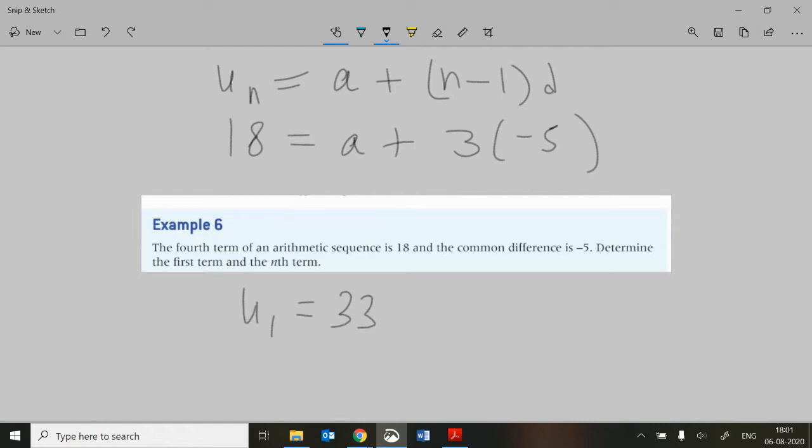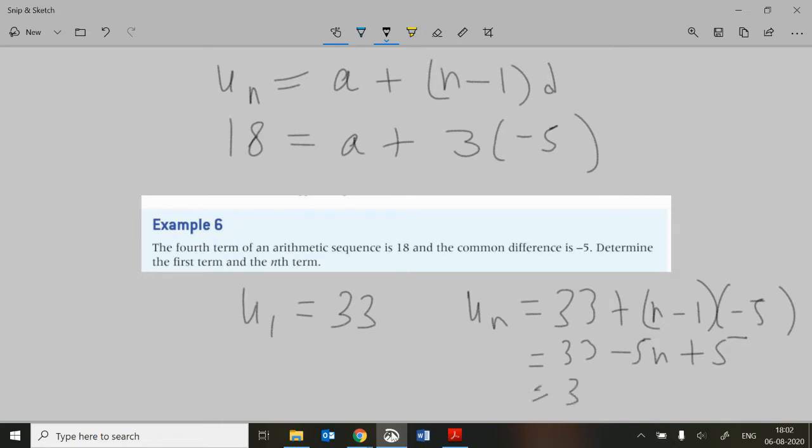Okay, and so there's the first term, and the nth term is Un equals a, which is 33, plus n minus 1 lots of the common difference, which is minus 5. Now, it is good practice to multiply that out and simplify it, of course. So we can see that we're getting 33 minus 5n plus 5 if we multiply out those brackets. So we've got 38 take away 5n. Okay, there we go. First example done.